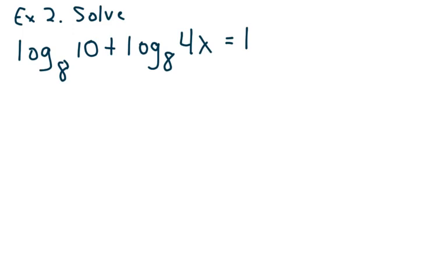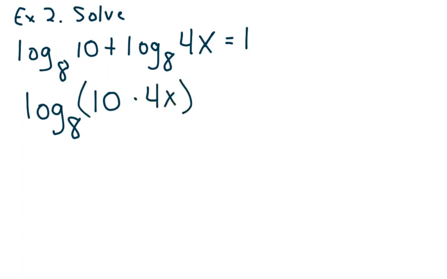Alright, on this one, this one again is set equal to a 1. So it does not have logs on both sides of the equation. But I am going to have to condense just like I did on the other example. But with the plus sign, we use the product property. The product property says that if I have two logs that are being added together with the same base, then I can write them as 10 times the 4x. Well, 10 times 4x is pretty easy because that is just 10 times 4, which is 40x.